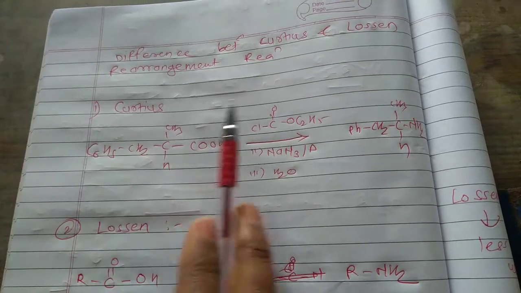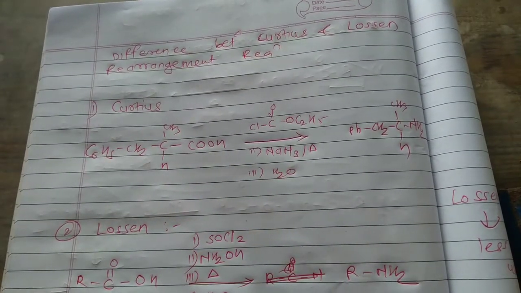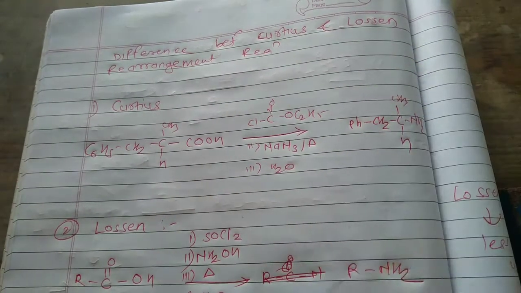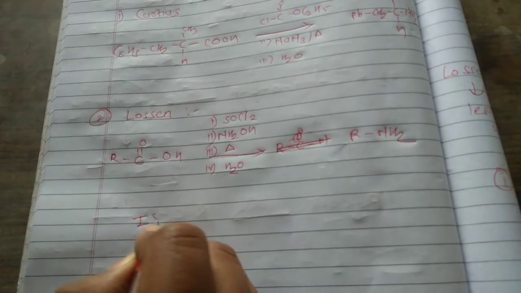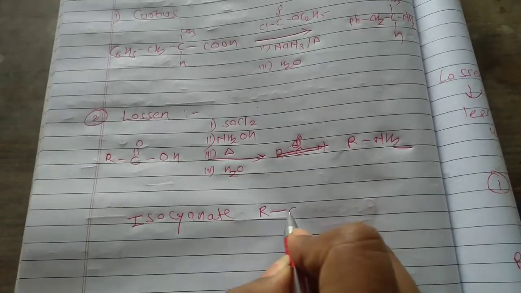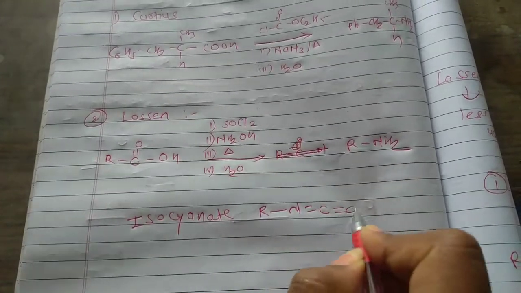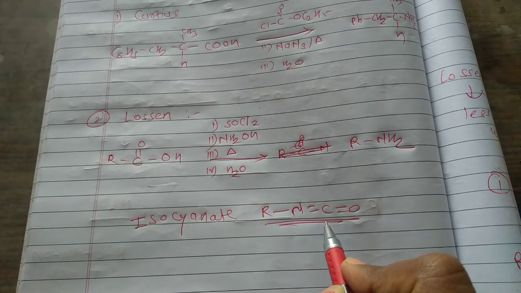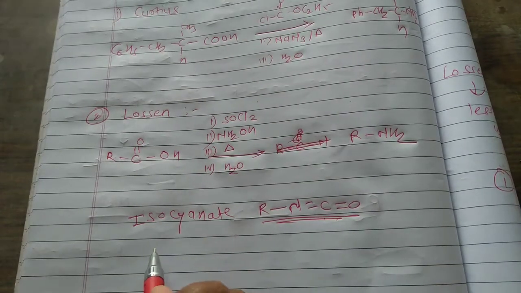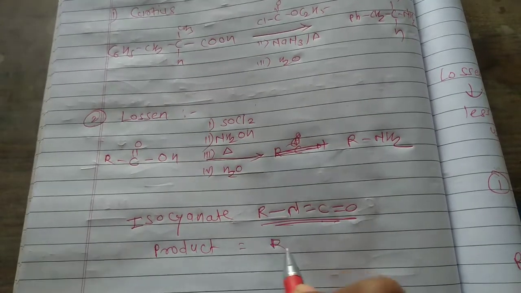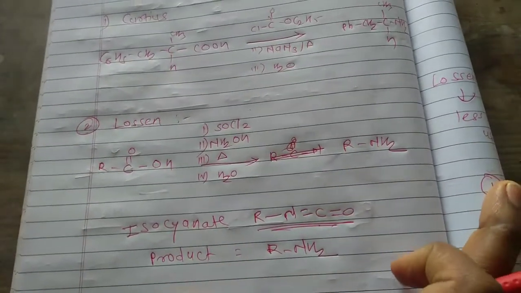Here we learn the difference between the Curtius and Lossen rearrangement reactions. Both are similar rearrangement reactions. In both cases, there is a formation of the isocyanate intermediate, that is R N double bond C double bond O. This is the intermediate present in both the Curtius and the Lossen rearrangement reactions, and the products are also the same, that is RNH2. Then what is the difference between them?